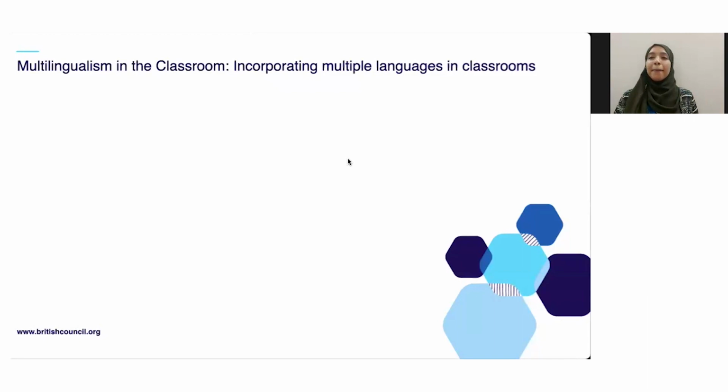Starting with the benefits. So everyone, what do you think are the benefits of incorporating multiple languages in our classroom? Why are you incorporating other languages in your classroom rather than English? What are the reasons? What are the benefits? What do you think? Please write in the chat.